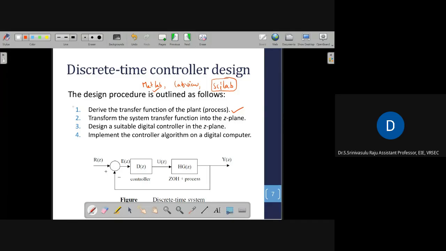Second, the transfer function of the system is converted into the Z plane. That means we want to convert from continuous into the Z domain. Third, design a suitable control algorithm in the Z plane. You can use any algorithm: Deadbeat, Dahlin's, Kalman, PID, digital PID, whatever it may be, depending on your application. Then implement the control algorithm on a digital computer, that means write the program in MATLAB.